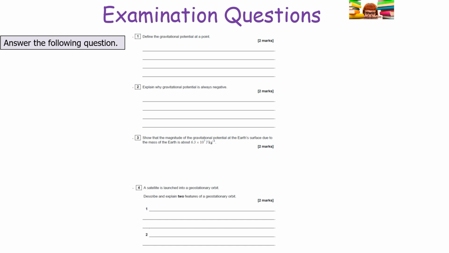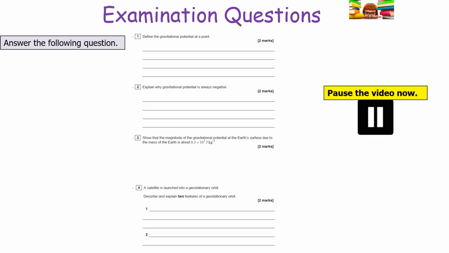Let's have a look at the next question then. So the first one is define the gravitational potential at a point, then explain why gravitational potential is always negative, then show that the magnitude of the gravitational potential at the Earth's surface due to the mass of the Earth is about 6.3 times 10 to the 7 joules per kilogram. Then a satellite is launched into a geostationary orbit. Describe and explain two features of a geostationary orbit. So pause the video now, then unpause the video when you want to go through your answers.